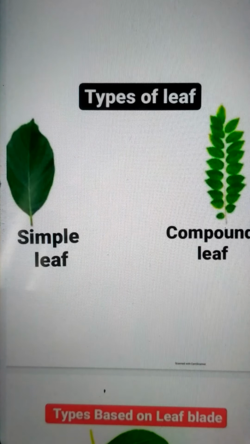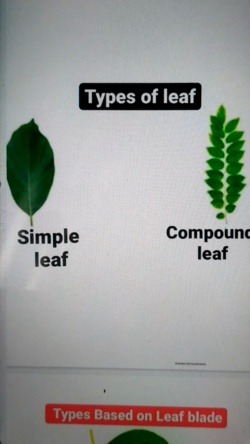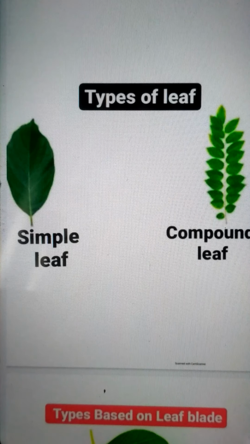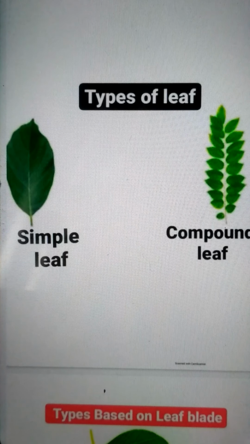So in our class, we will continue what we have left in our previous class. In our previous class, we learned up to the structure of the leaf. So now we will continue with leaves.